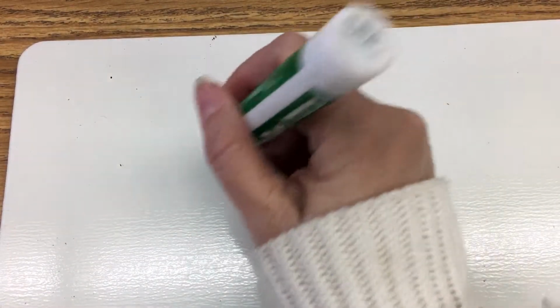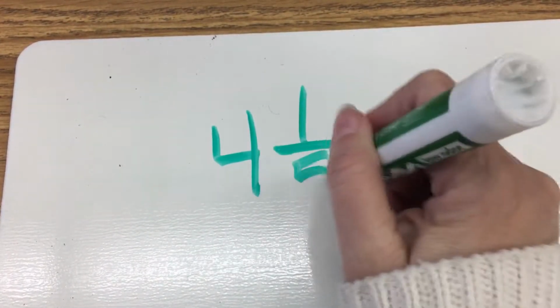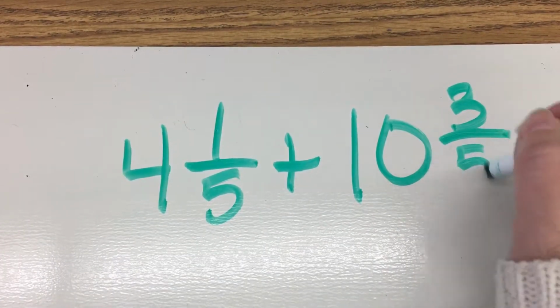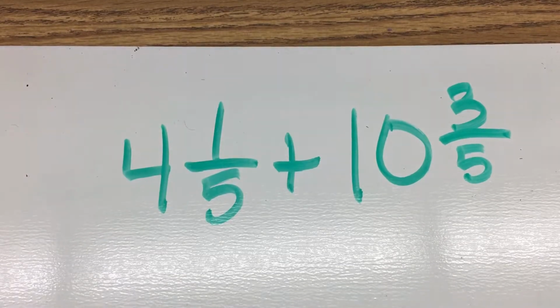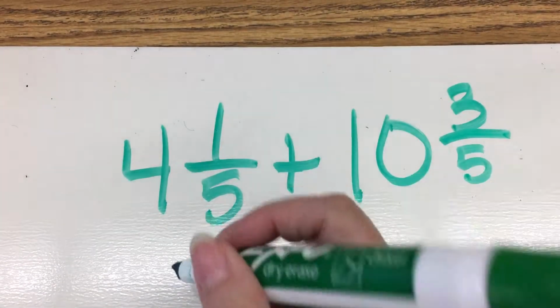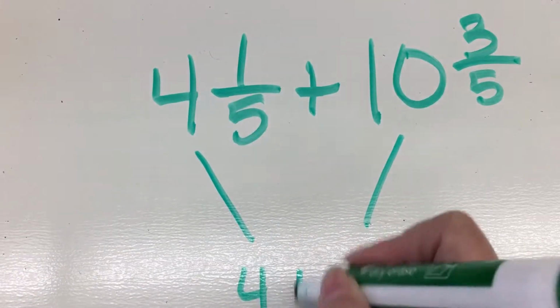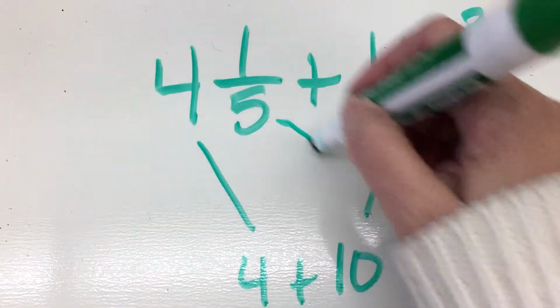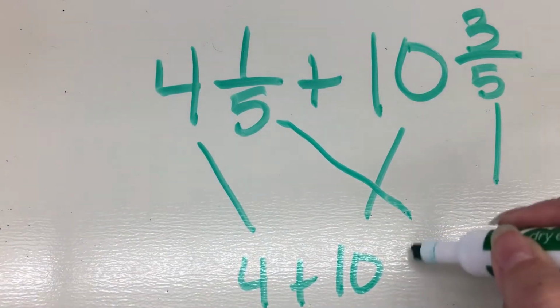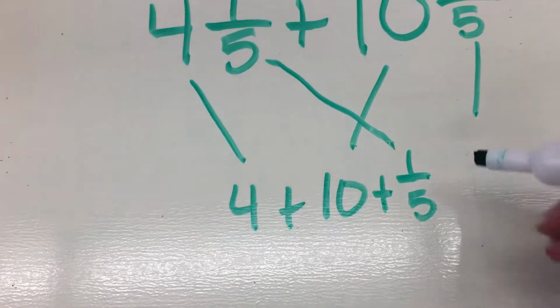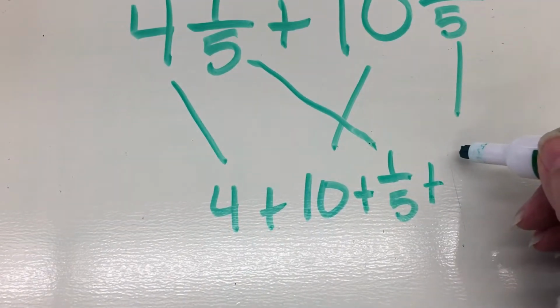And I'm going to grab the whiteboard for that. So we said that we were adding 4 1/5 and 10 3/5. Now we can do this several ways. We could go ahead and pull out each of the whole numbers, 4 plus 10, and then we can pull out each of the fractions and add that. Sorry, we're getting a little glare there. Add those.